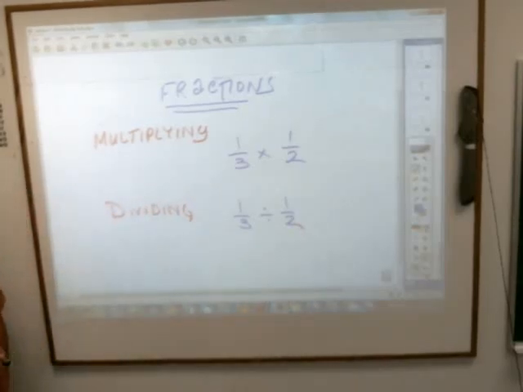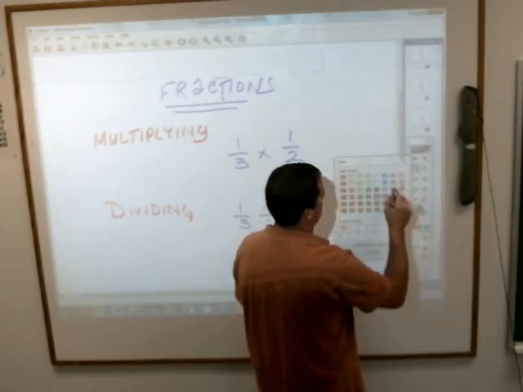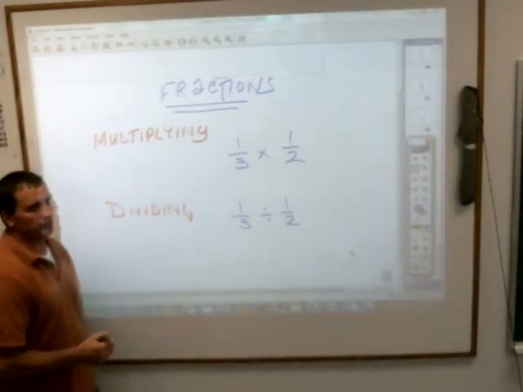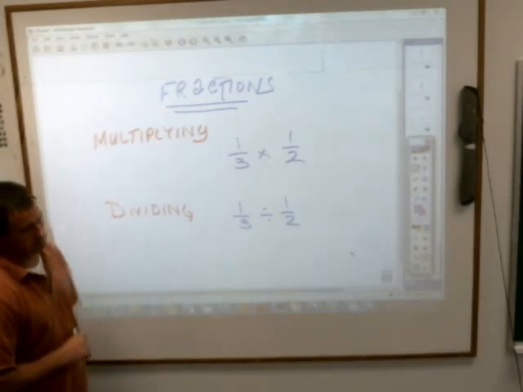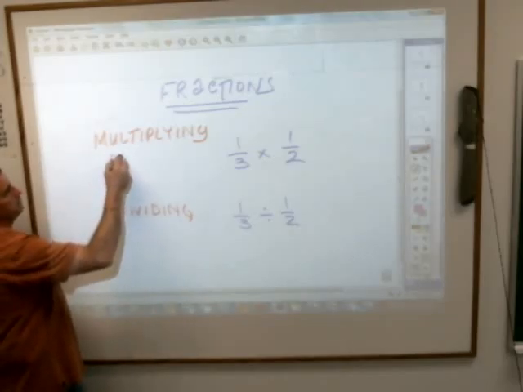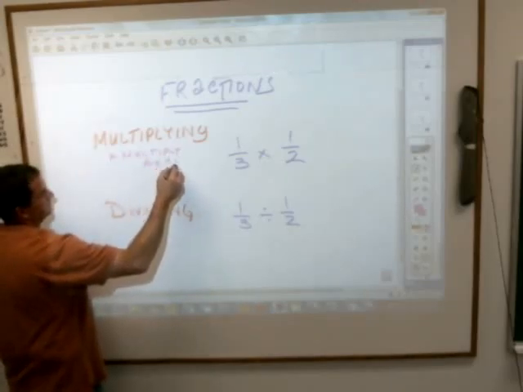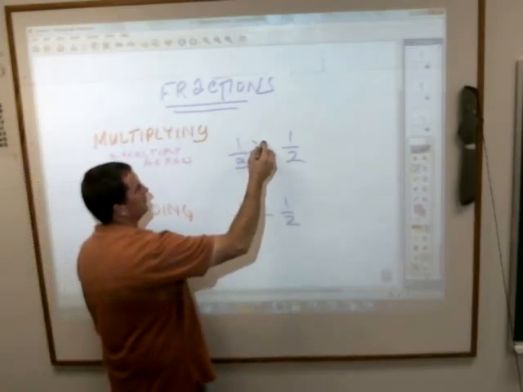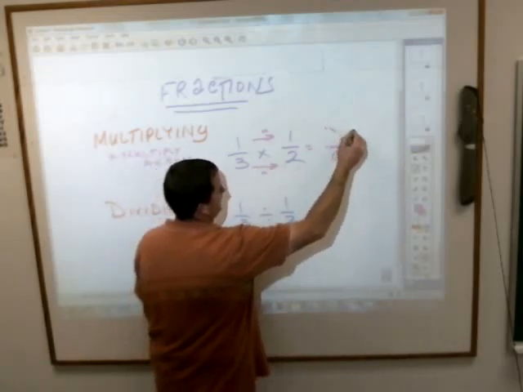By the way, unlike whole numbers, multiplying and dividing fractions is much simpler than adding and subtracting. What, ladies and gentlemen, are the very simple rules for multiplying fractions? Doesn't get any simpler than that. Demetra? Exactly. You just multiply across. So for this case here, you would just multiply the 1 times the 1. You get 1. You multiply the 3 times the 2. You get 6.